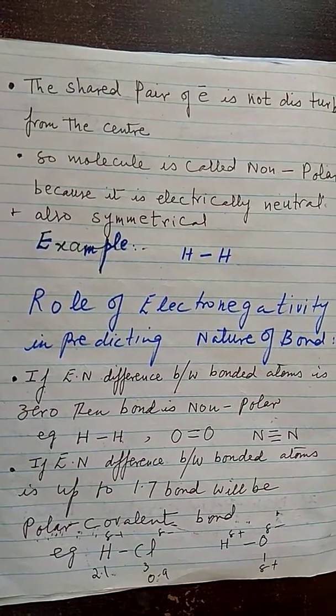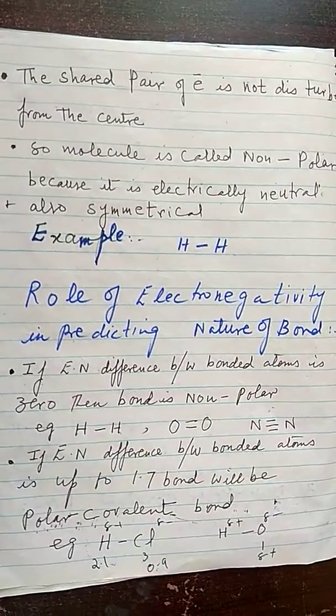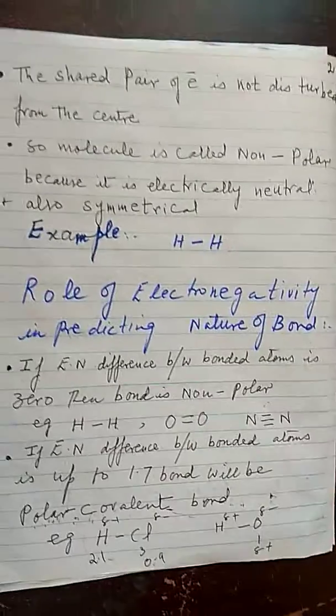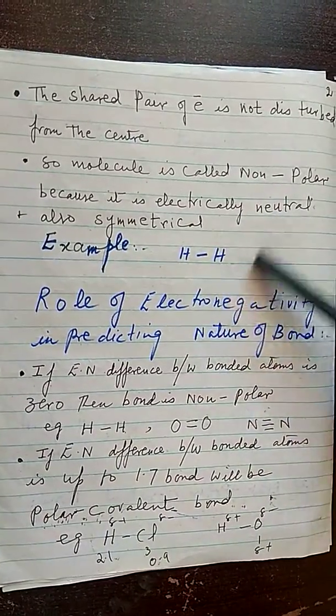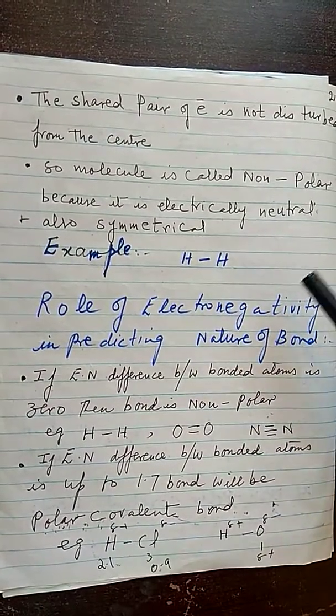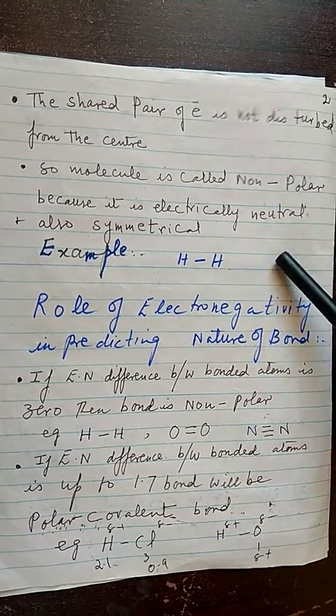The ability to attract the electron is the same, so the electron pair remains in the center. So the molecule is called non-polar because it is electrically neutral and also symmetrical. It has an identical, similar structure. No positive and negative ions are produced, or charge is developed. Dipole molecule is not produced.